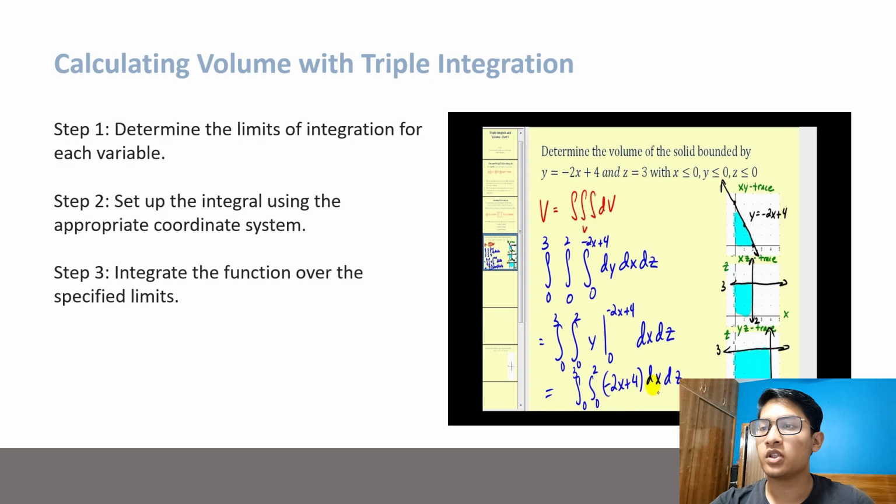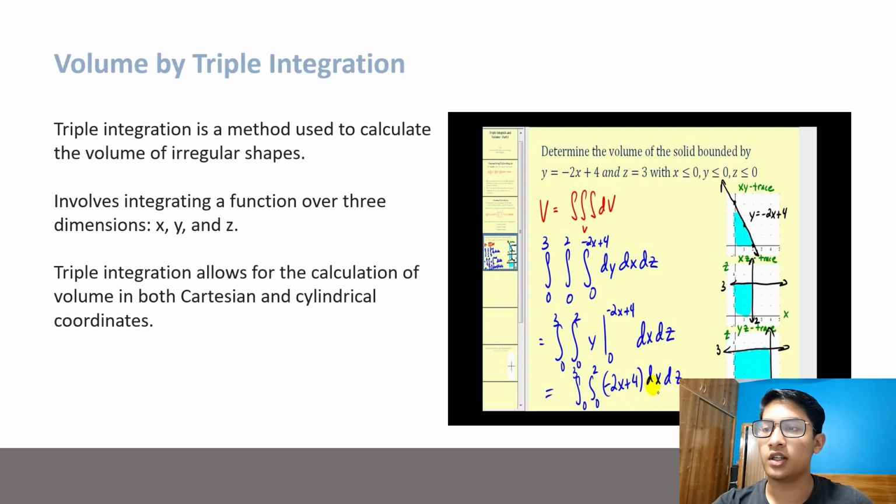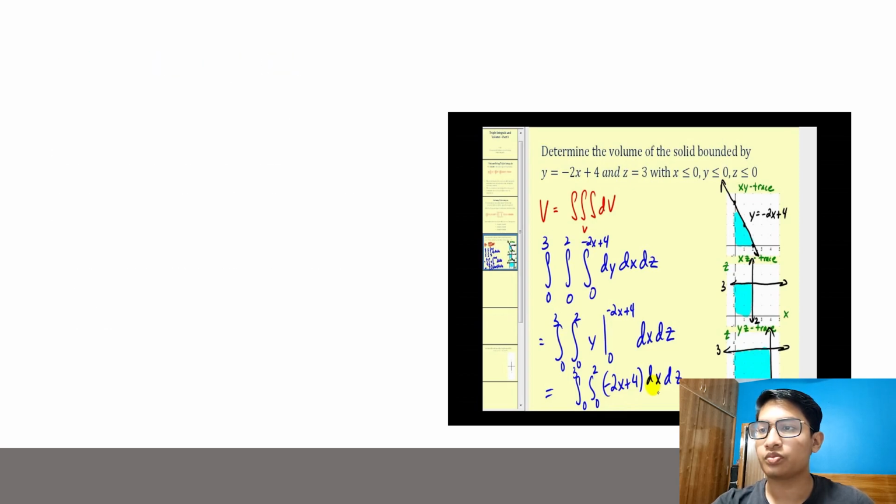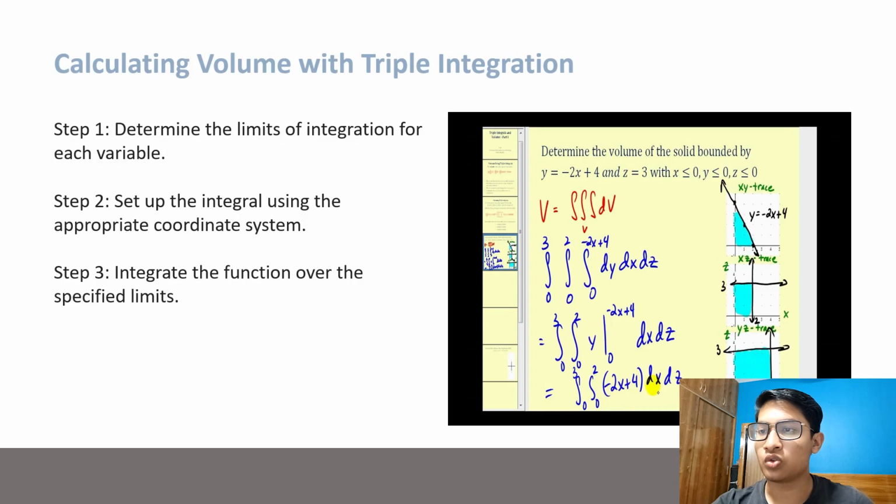So previously we saw that we can use Cartesian or cylindrical coordinate systems. So among them we have to choose one to solve the question according to our need. Step 3, integrate the function over the specified limits. So as in step 1 we specified the limits, now we have to integrate the function over the specified limits.